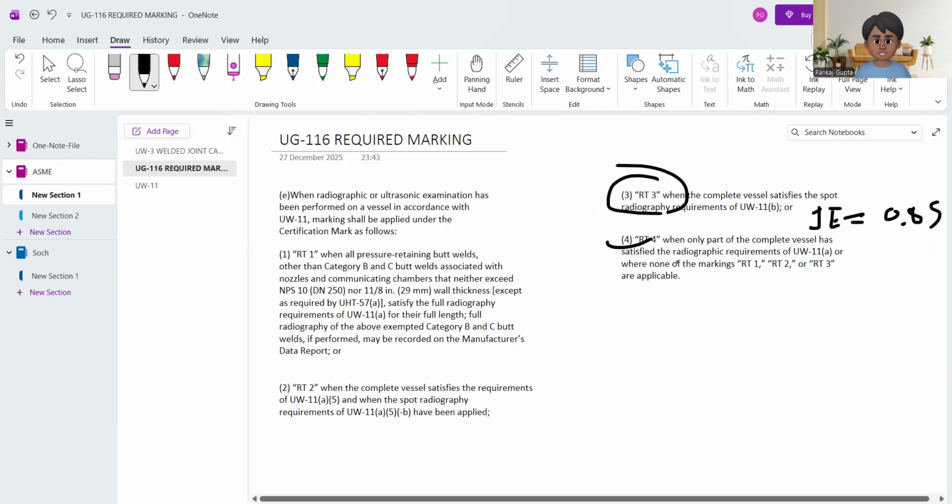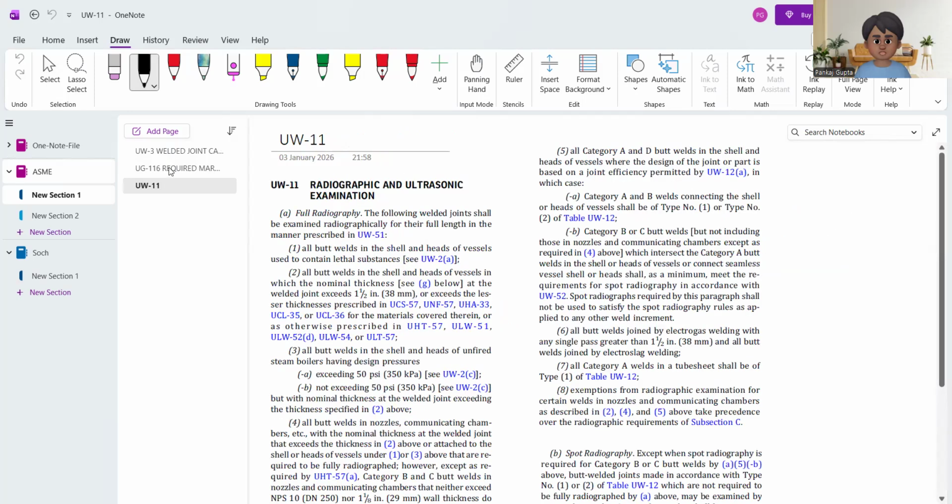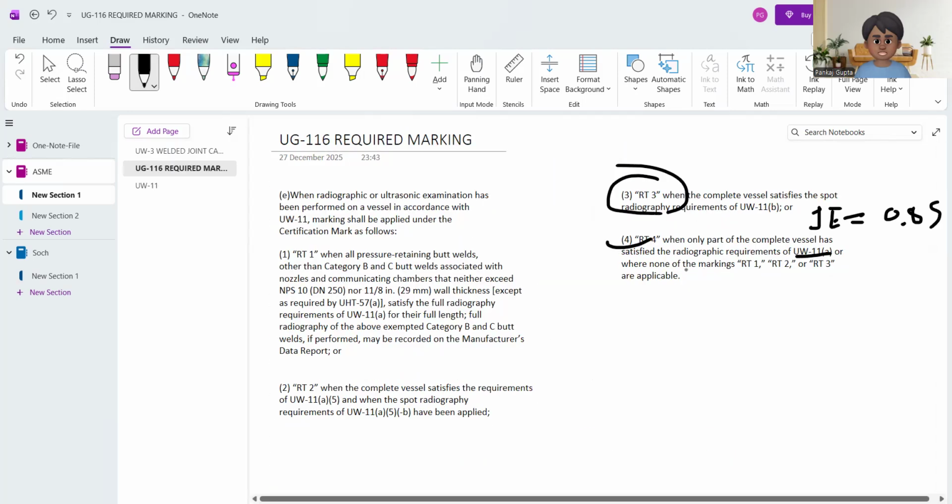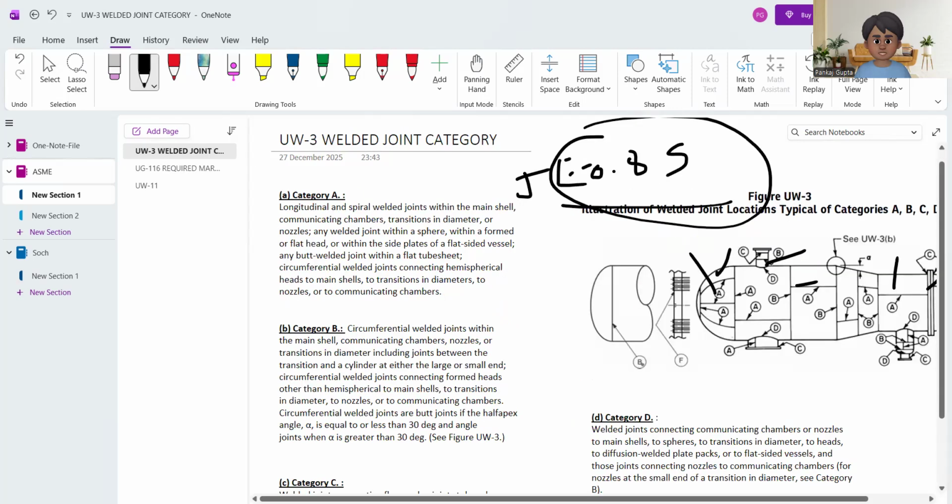What is meant by RT4? RT4 is when only one part of the vessel, not the complete vessel, has satisfied the radiography requirement of UW11. So what we are seeing here, UW11 radiography requirement, only a certain section has qualified, and the other section has none of the marking, and we cannot give RT1, RT2, RT3. Then only these RT4 requirements are applicable.